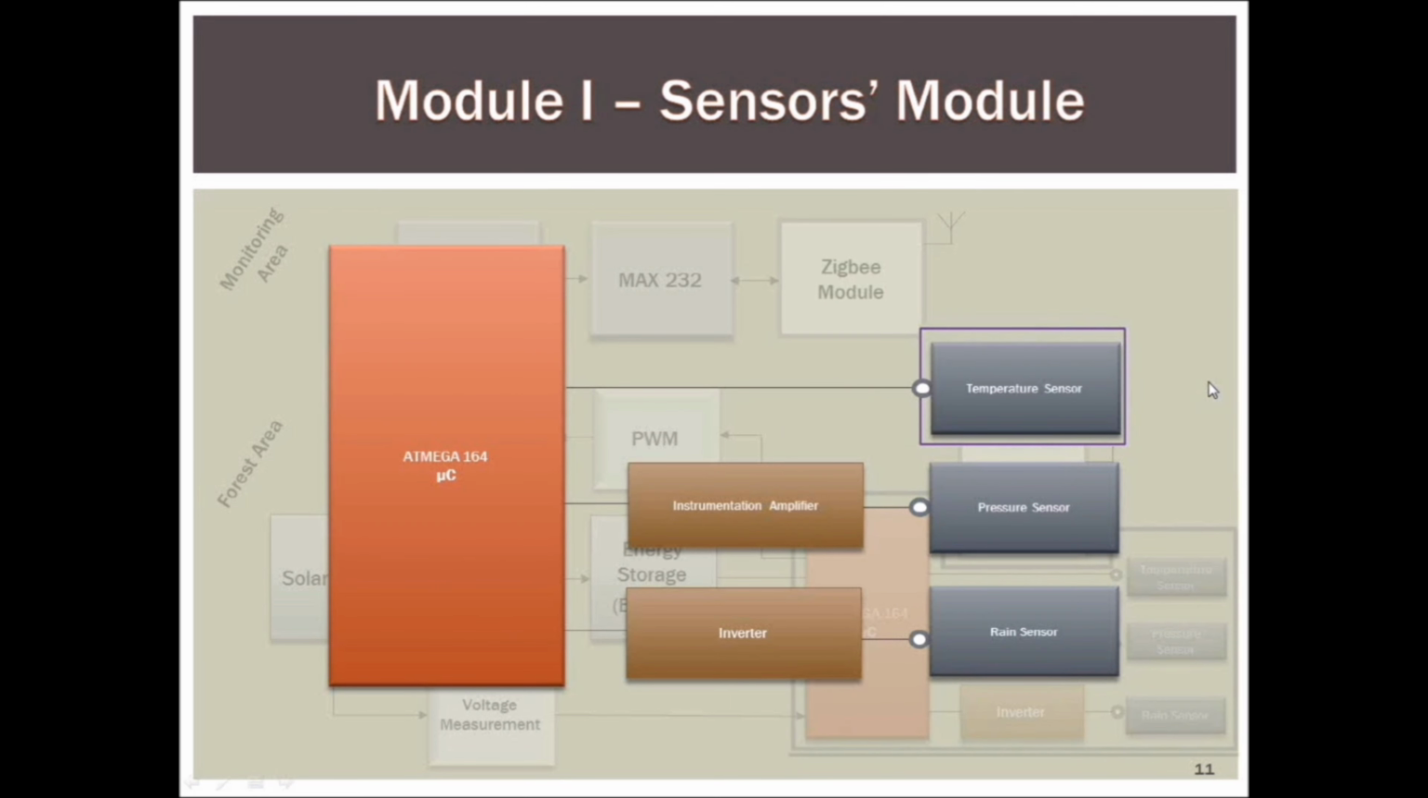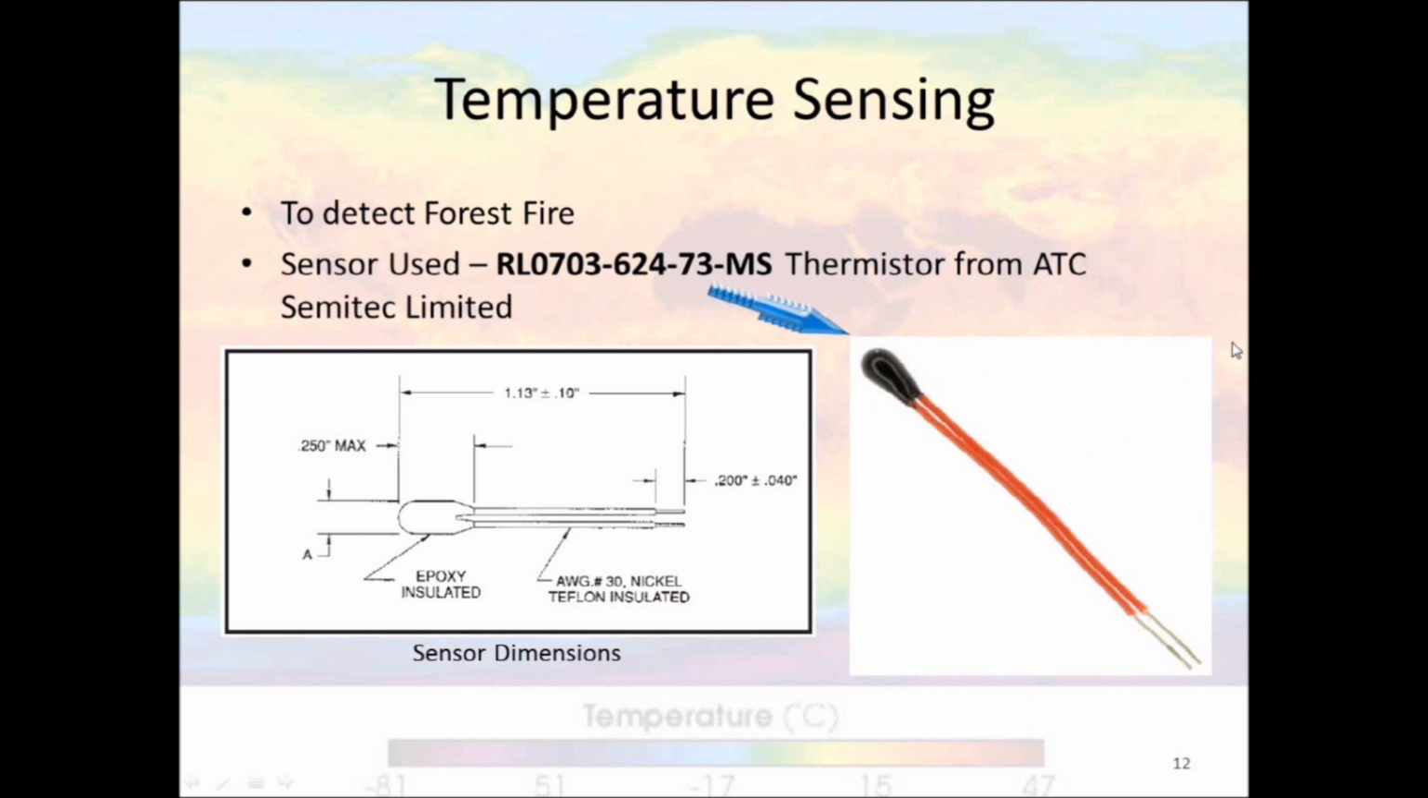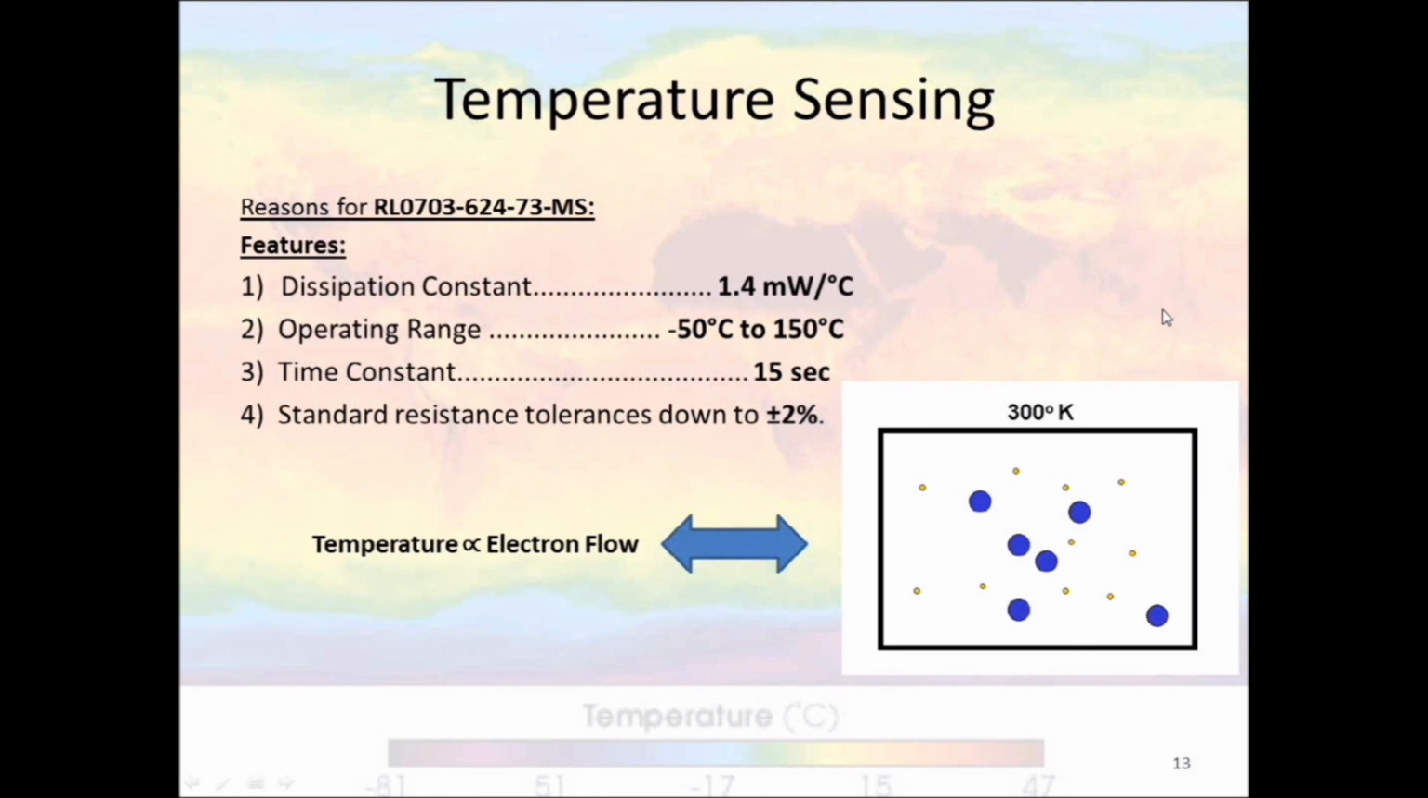First we will see about the temperature sensor. The temperature sensor is mainly used for detection of forest fire, and the sensor used is a thermistor from ATC Semitec Limited. This particular sensor is chosen because of these features, which are suitable enough to meet the necessary requirements.